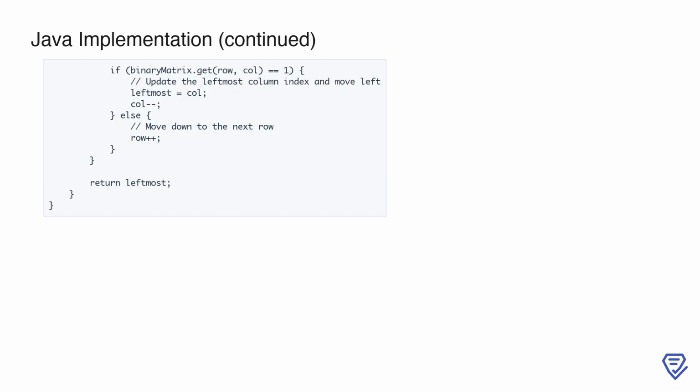Once the loop completes, we return the value of leftmost, which either holds the index of the leftmost column with at least one 1 or remains -1 if no such column exists. This completes the implementation of our solution.